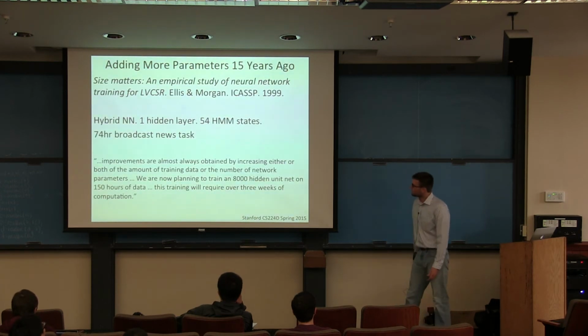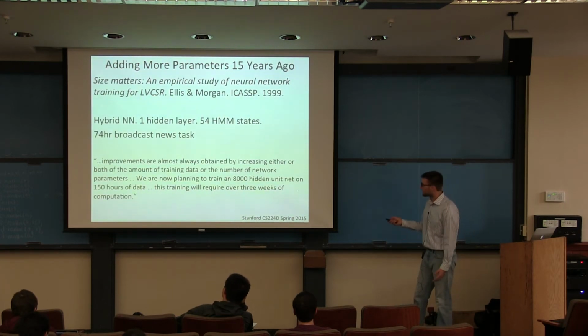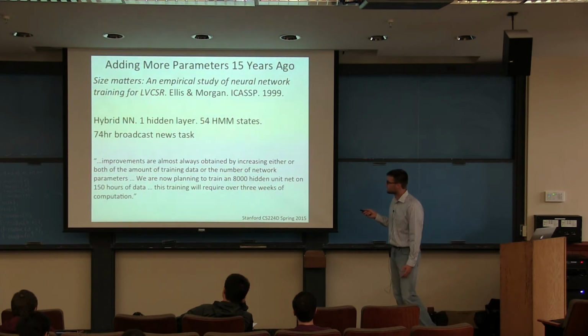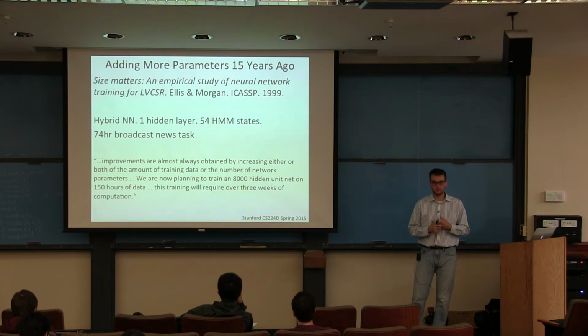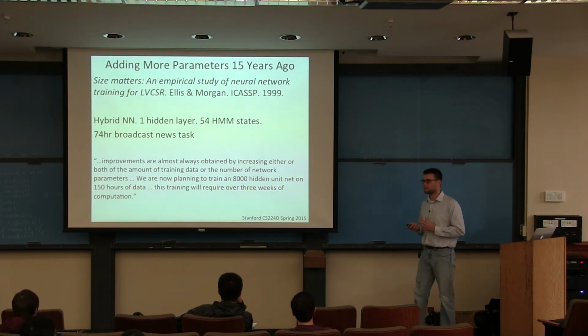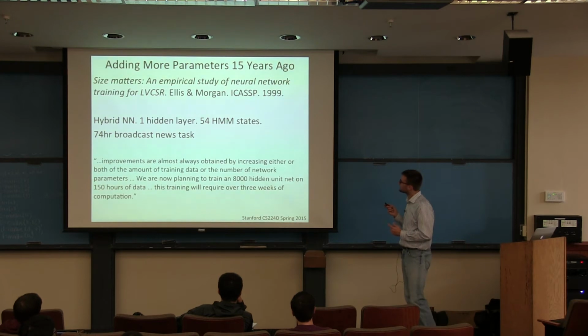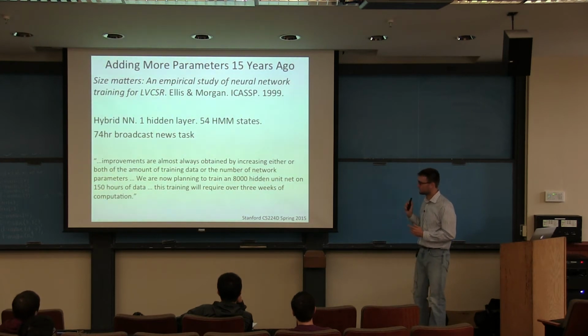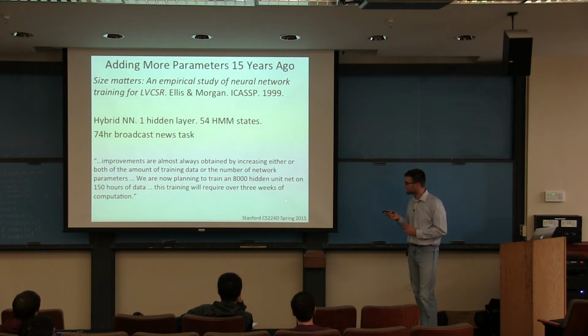But they conclude the right thing, right? I really like this quote, which is, we always get better performance by either using more data or having a bigger neural net. And now we're going to do some crazy stuff and get 8,000 hidden units in our single hidden layer, right? And actually, Dan Jurafsky, who's a professor here in computer science and linguistics, he worked with this group.